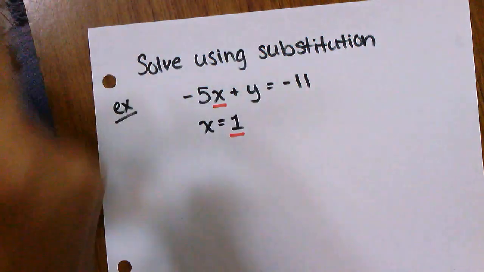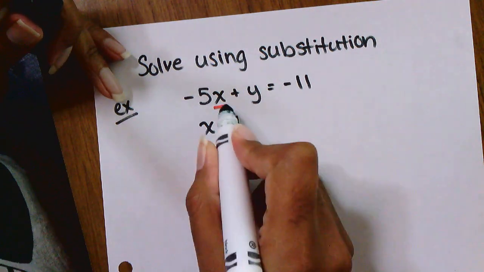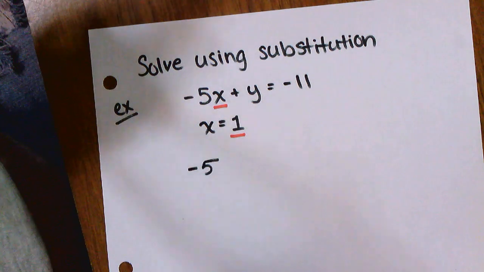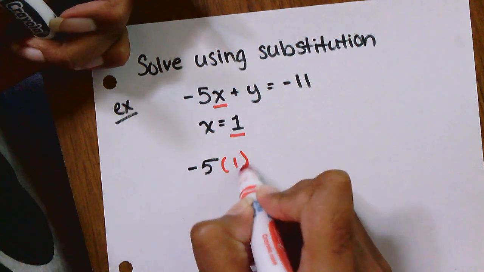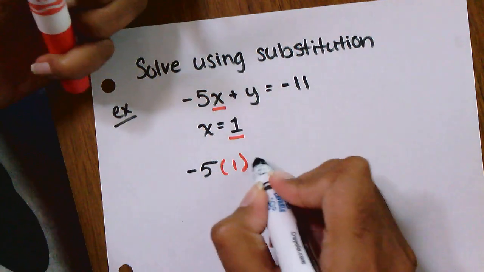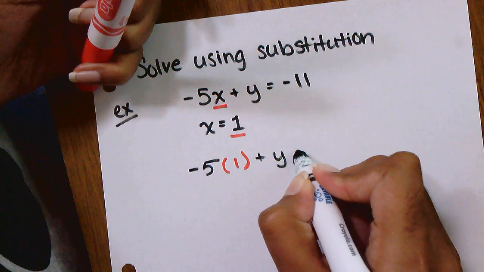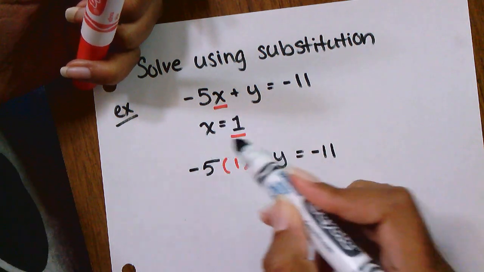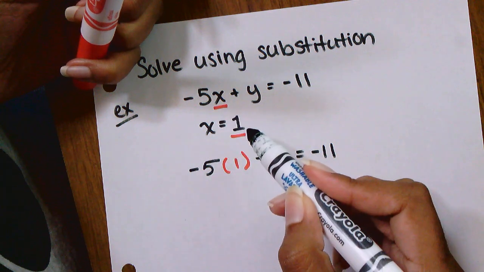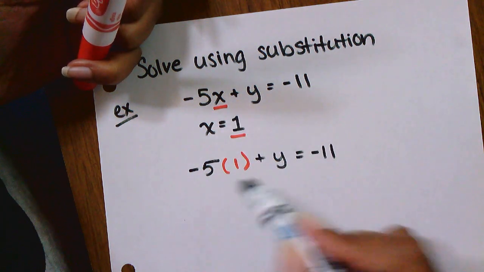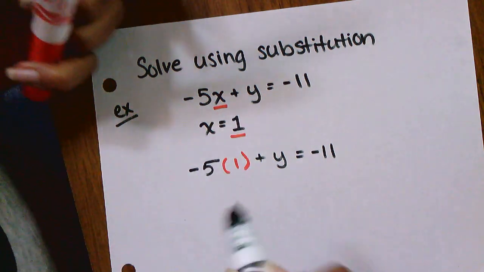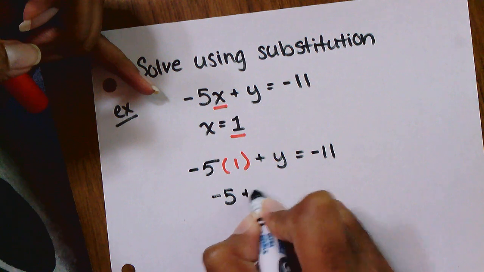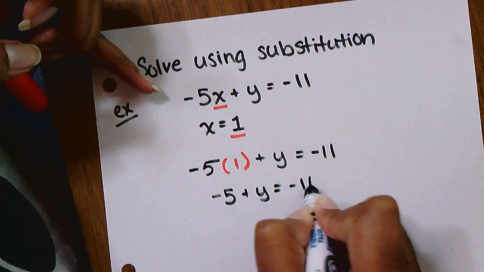When you do that, in our first equation, if we substitute 1 in for x, we would have negative 5 times 1 plus y is equal to negative 11. That's our first equation rewritten, knowing what we know about the value of x in our second equation. And then from here we would simplify what we can. Negative 5 times 1 is negative 5, plus y is equal to negative 11.